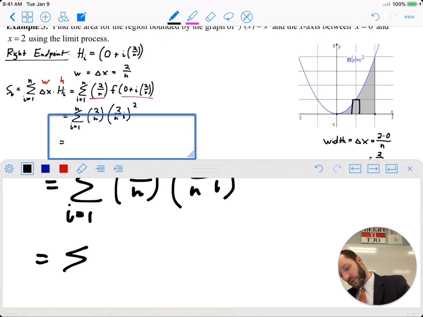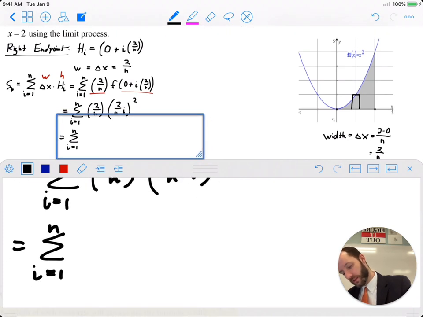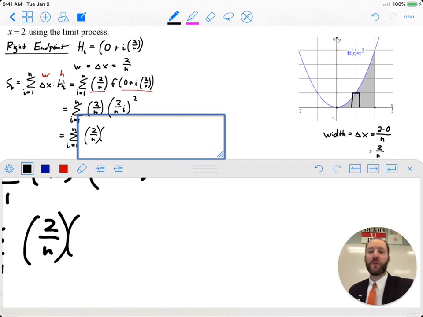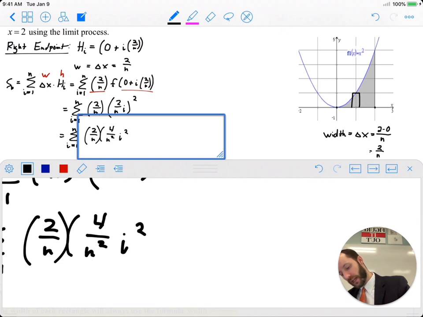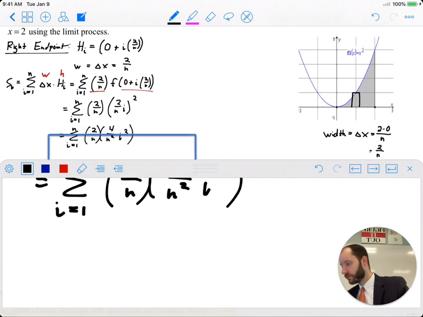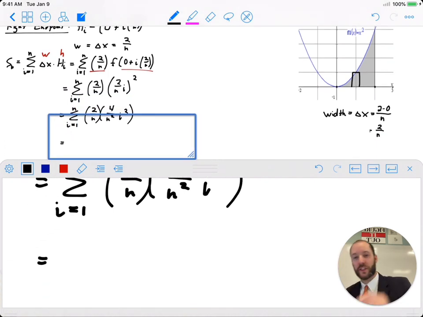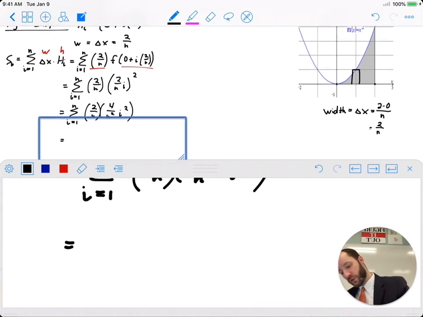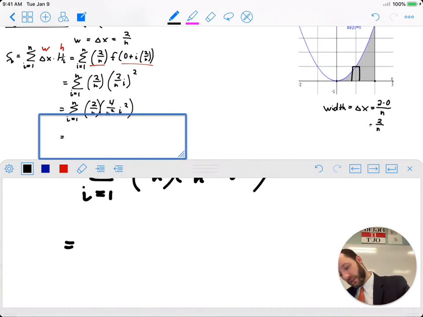So let's go ahead, do that squaring, kind of simplify down. So sigma from i equals 1 to n, 2 over n, and 2 over n i squared. So 2 over n squared times i squared. So 4 over n squared and i squared. Let's keep simplifying this down. So 2 over n, 4 over n squared, those are considered constants. So from the sigma summation properties, we could factor all of those out.